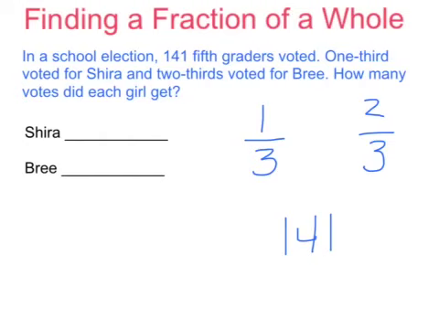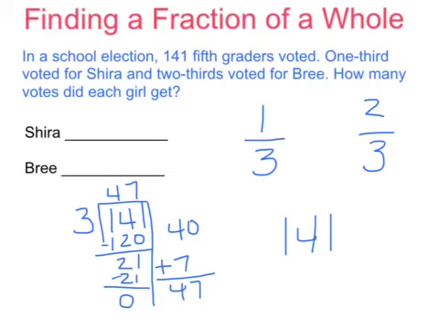Well, we need to do a simple division problem where we divide 141 by 3 to figure out what the unit part or the unit fraction is. When I divide 141 by 3, I get 47. So that means that 47 is 1/3 as the unit fraction of 141. Since 1/3 of the students voted for Shira, that means that she got 47 votes.